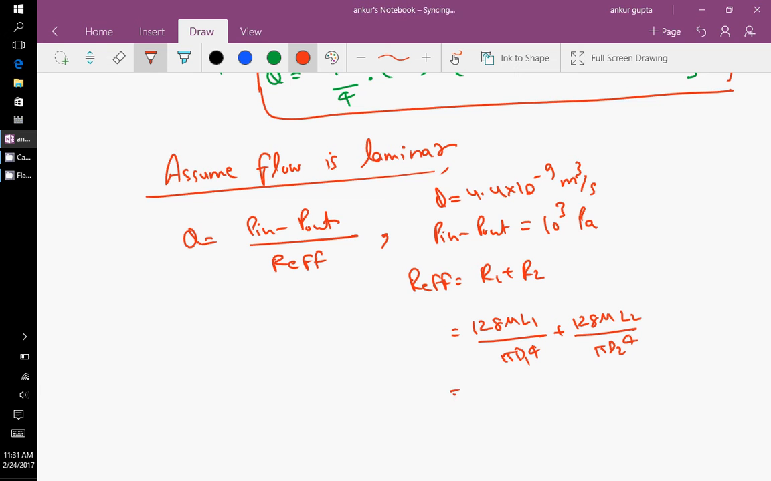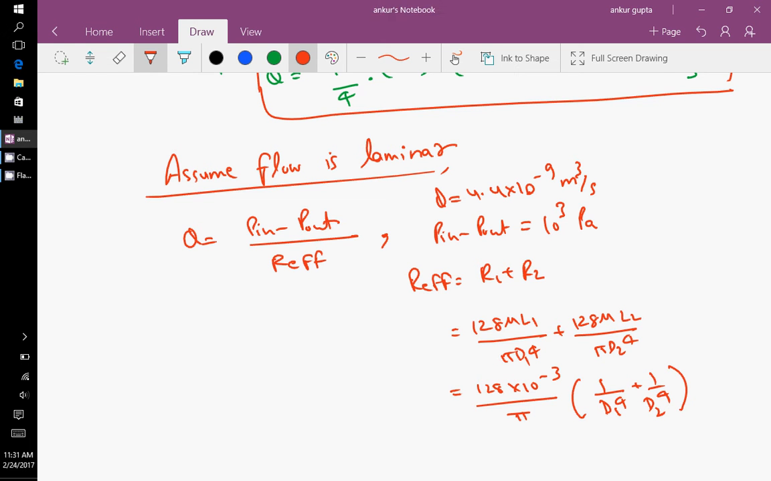or we can write this as 128. We can take out, put the values, and since L1 and L2 are 1 meter, we can just put them directly, and 1 by d1 raised to the power 4 and 1 by d2 raised to the power 4.